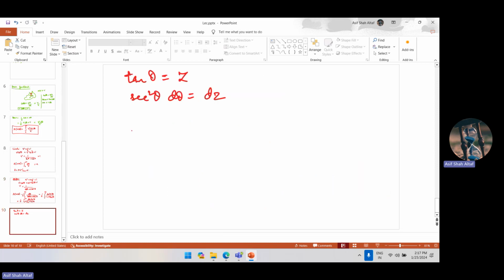So what you will get is 0 to pi by 2, 4 divided by 2. Then you have this 4 here. Then you have dz 1 by 4 plus z square. So that's your final integral, and the 4 and 4 will just cancel out. So you will have 1 by 2.